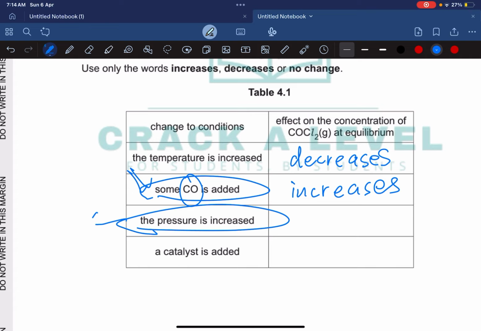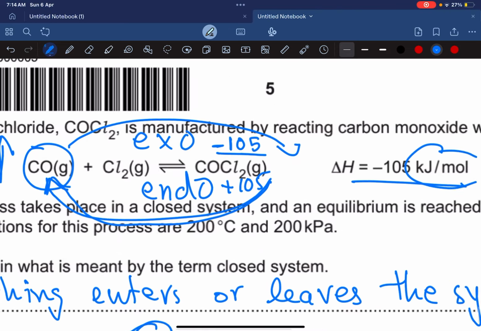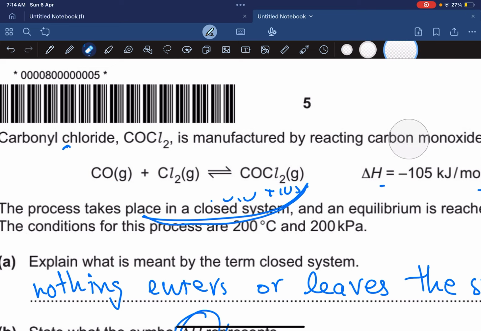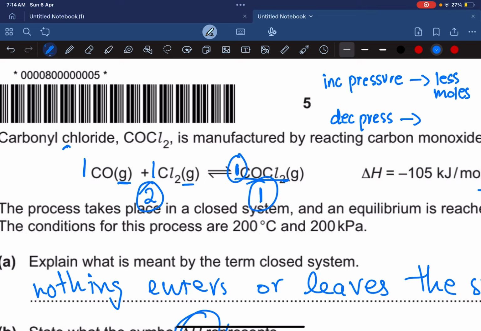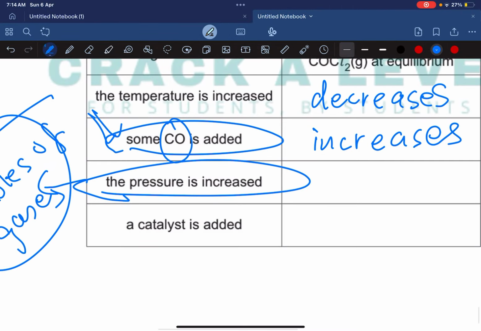Pressure is increased. Now pressure has to do with the moles of gases. Pressure only affects the moles of gases. Now let's look at our equilibrium and see how many moles of gases we have. On this side we have 1 mole of gas and 1 mole of gas. That makes a total of 2 moles of gases. On this side we have 1 mole of gas, only a total of 1. If you increase the pressure, the equilibrium moves to the side with fewer moles, and a decrease in pressure, this is kind of an inverse relation, moves the equilibrium to the side with more moles. Over here what we're doing is we are increasing the pressure.